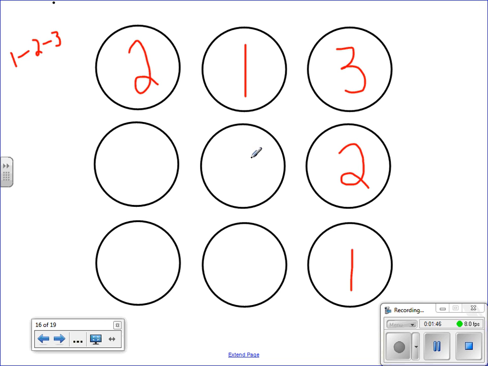Now, look to the center box. Look up and down. Can it be a 1? No, I already have a 1 up here. Can it be a 2? No, I already have a 2 over here. So this guy's got to be a 3. If this is 2 and this is 3, what am I missing? A 1. If this is a 1 and this is a 3, what's missing here? This has got to be a 2. If this is a 2 and this is a 1, this has got to be a 3.